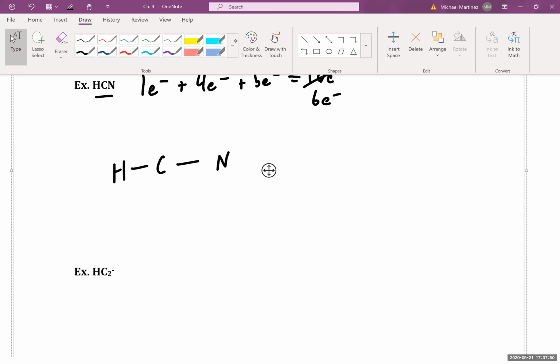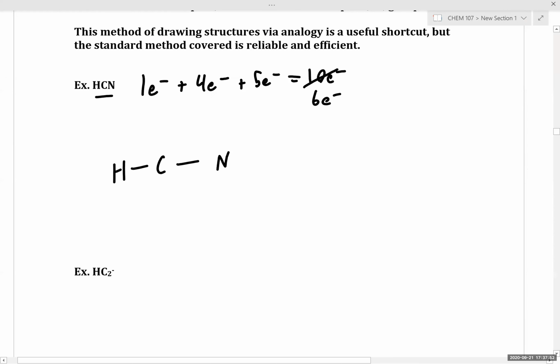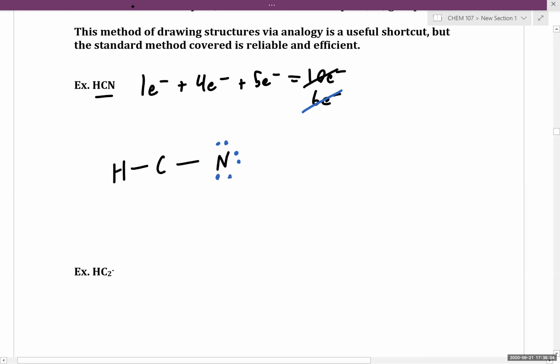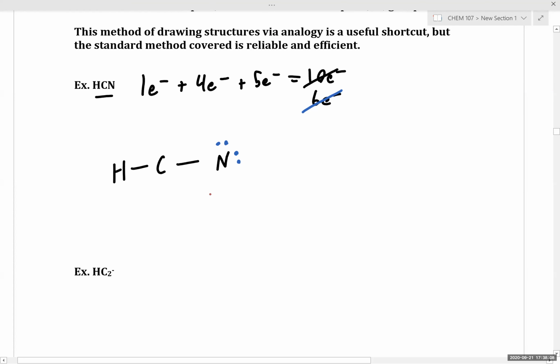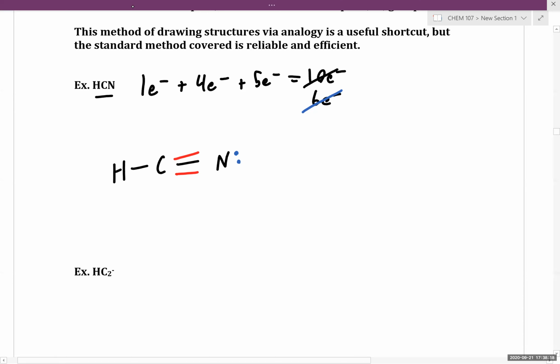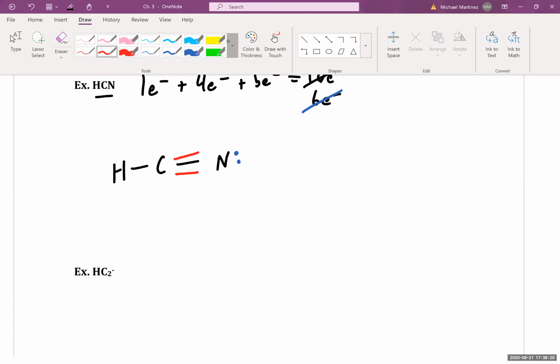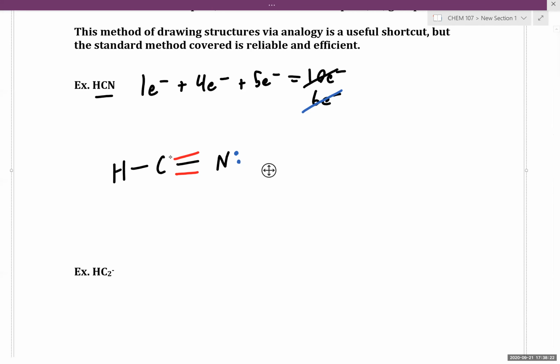Now we take our remaining electrons and we use them to fulfill the octet of our most electronegative atom first. So we're going to place 6 electrons surrounding nitrogen. We've used up all of our electrons and we still have a carbon with an incomplete octet. So we're going to form 1 bond and a second bond to make a triple bond to complete carbon's octet. So this is the complete structure for hydrogen cyanide.